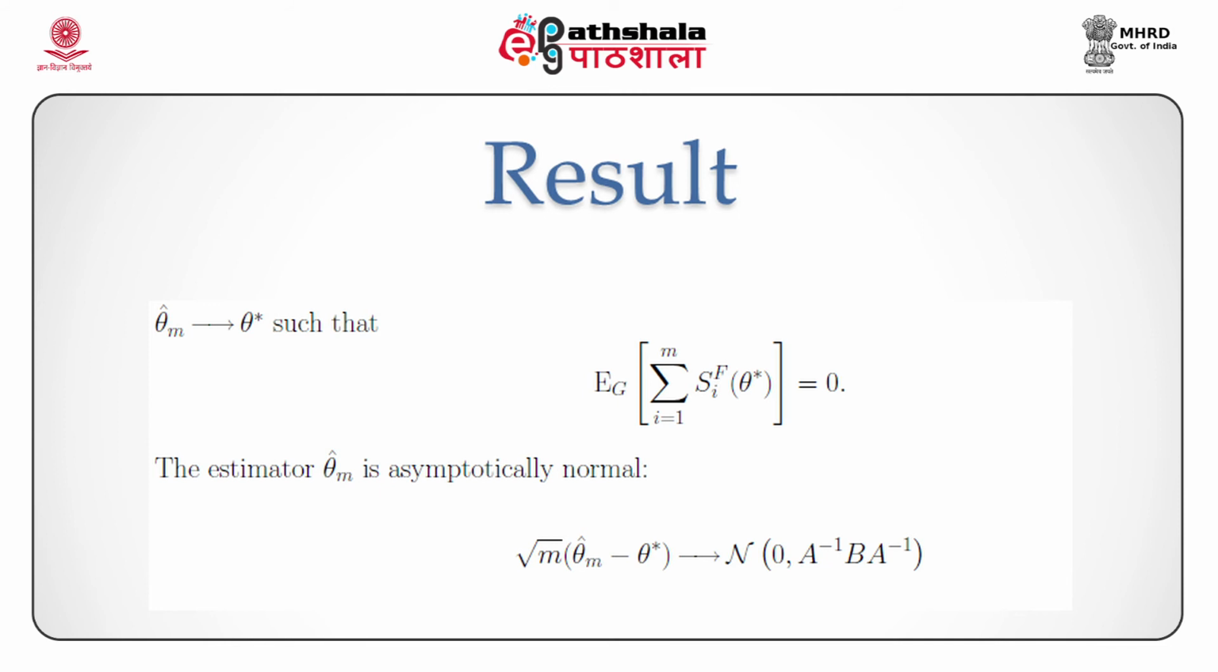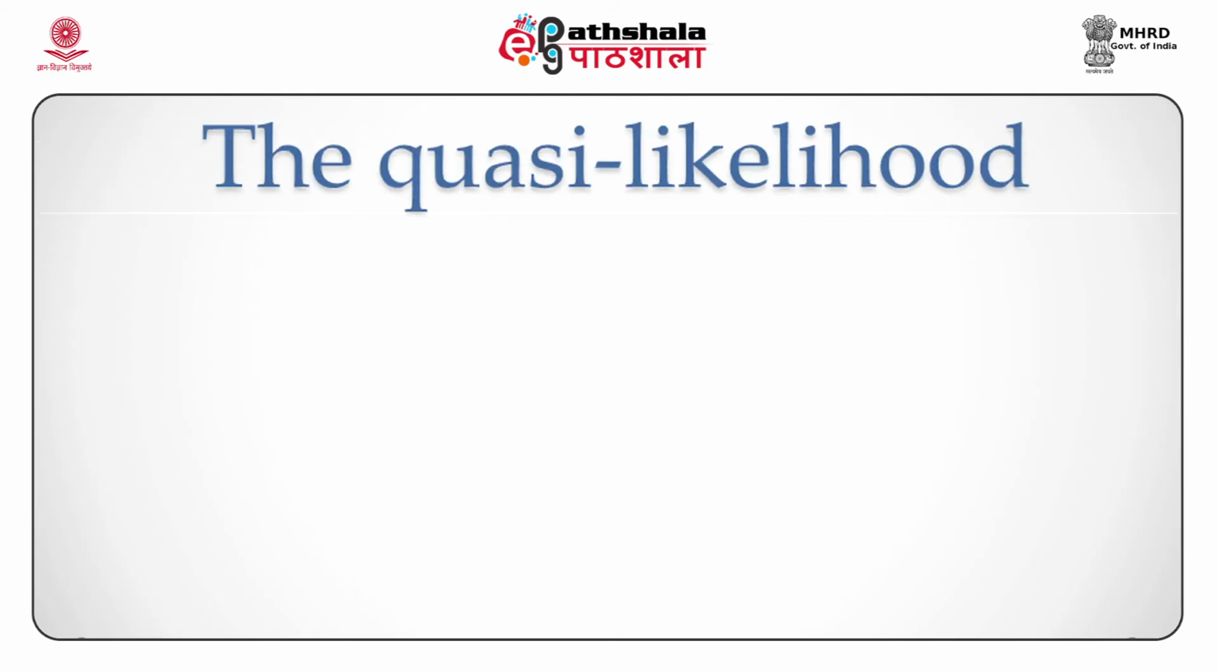That is some value of theta star which satisfies this condition, and further, the estimated theta m hat obtained by solving the score equations for f, even though the true distribution of the data is not specified by f, can be shown to have an asymptotically normal distribution, with root m (theta m hat minus theta star) tending to normality with mean 0 and variance covariance matrix A inverse B A inverse, for suitably defined A and B. The quasi likelihood stems from this assumption.